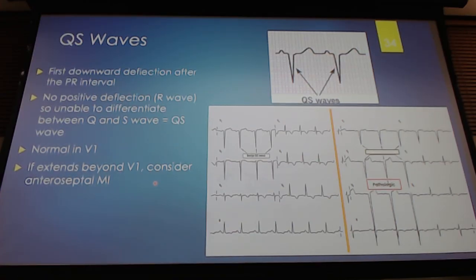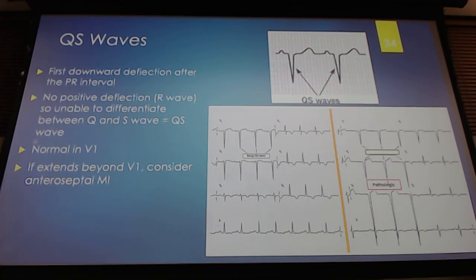And then we come back down, and we go up, we go right back to baseline, and we go into our ST segment, and we go to our T wave. So we think to ourselves, is it a Q wave? We have no upward deflection at all. So is it a Q wave or is it an S wave? Well, we call it a QS wave, because we don't have an R in between. We don't have an upward deflection, we just have this downward deflection. And so nomenclature for that would be a QS wave.